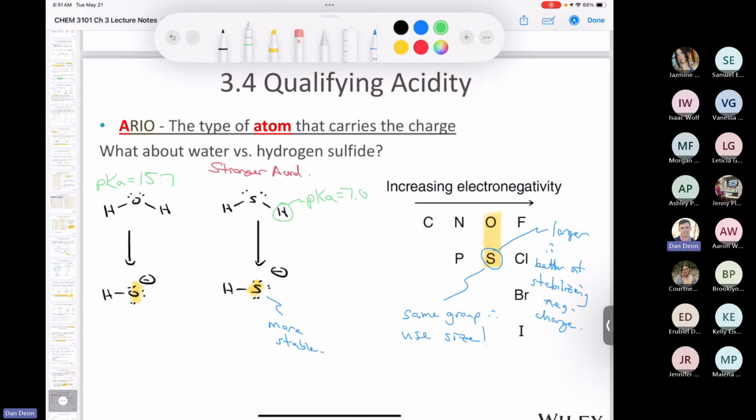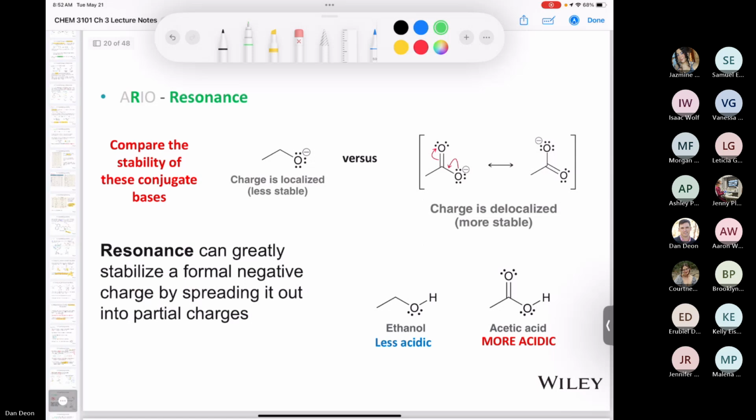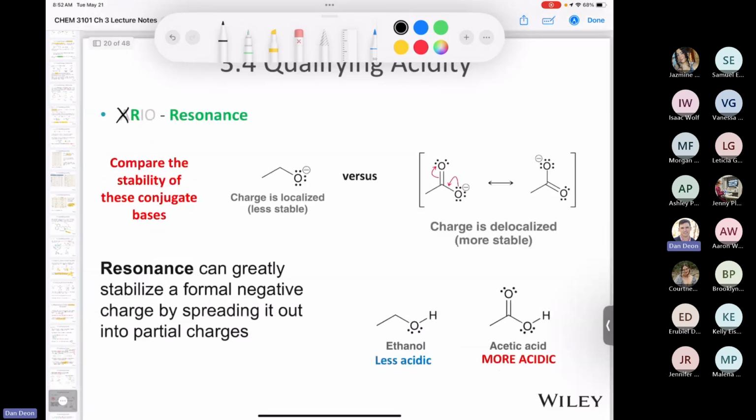Give me a thumbs up if you're with me on atom. When they're in the same period, we use electronegativity, but when they're in the same group, we use size. Great. So there you go. That's the first one. So we've covered A, like the movie Seven, right? We just crossed them off here. Okay. So the next one is resonance.